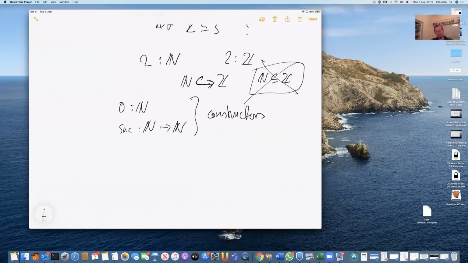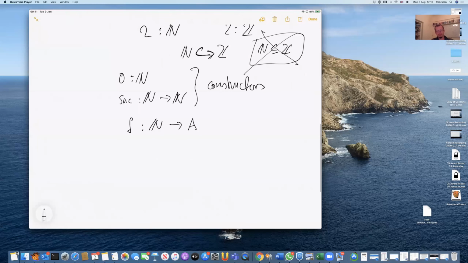But how do I express this? I can express this in type theory by talking about what are functions out of the natural numbers. To define a function from N to A, where A is any type, I just have to define f of 0, so I have to give a z in A. And I have to define f of suc of n in terms of, let's say, n and f of n. Sorry, I'm using here functional programming notation, so a function applied to an argument is just written next to it.